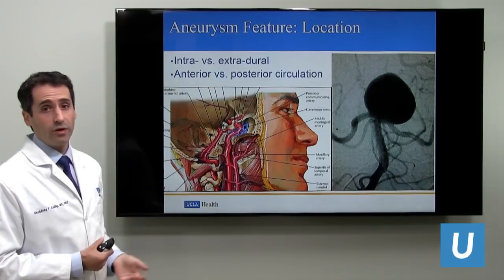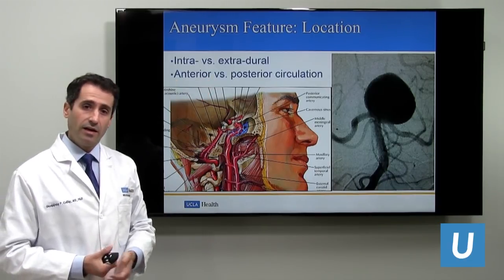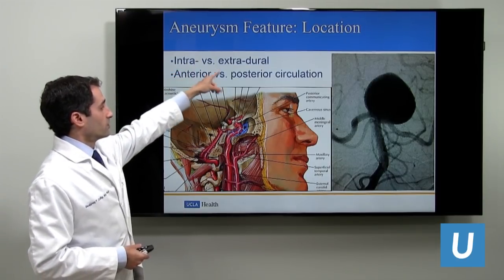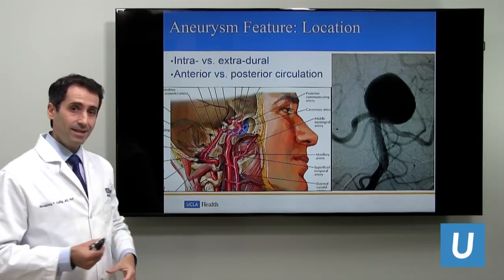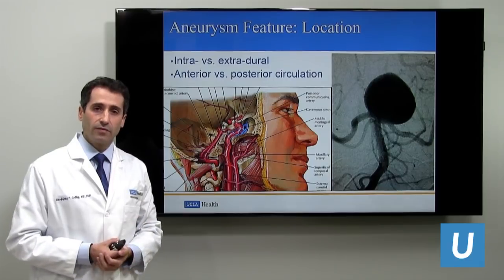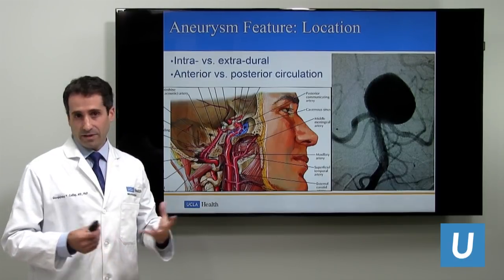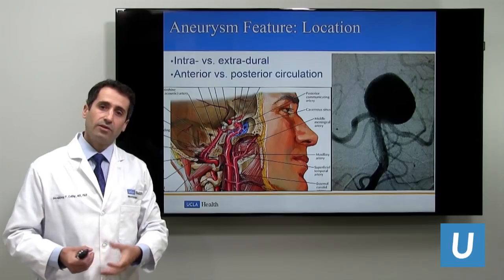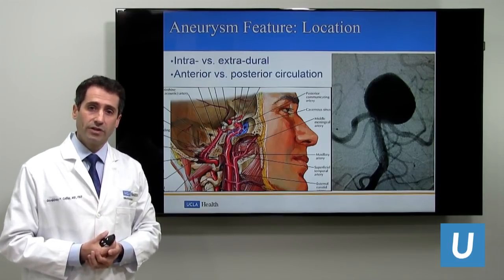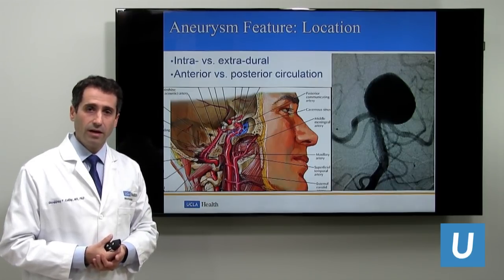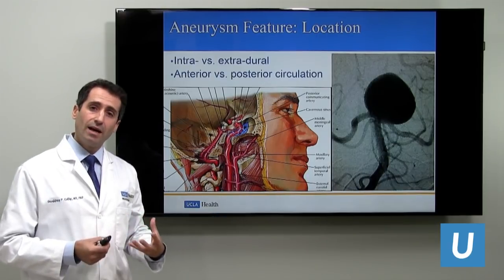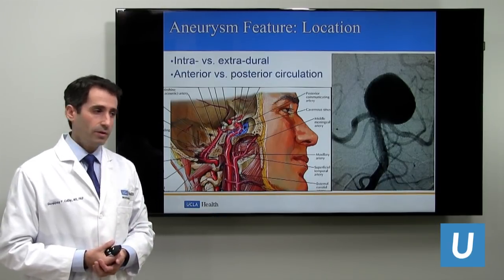One of those features is the location, or where is that aneurysm located and which blood vessels are involved. We talk about things such as intradural versus extradural, and what that means is, is the aneurysm inside the coverings of the brain, or intradural, or is it outside the coverings of the brain, or extradural? That distinction is very important. Aneurysms that are inside the coverings of the brain, if they rupture and break, cause a brain hemorrhage, and that's a very dangerous situation to be in. Aneurysms outside the covering of the brain, if they break, we're not as worried about a brain hemorrhage, but they can also cause other problems.